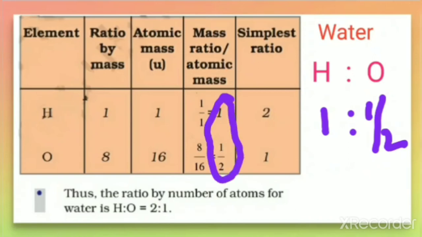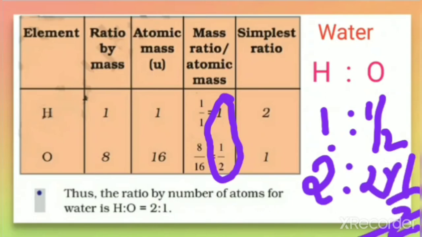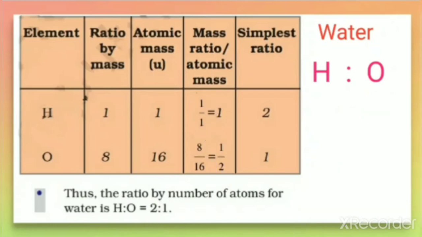We are writing it separately here. Now this value you have to take as a perfect whole number. It should not be a fraction. How do we convert this value into a whole number? Just multiply by 2. When you multiply 1 by 2, you get 2, and 2 multiplied by 1 by 2, the 2s cancel, so we get 1. After multiplying by 2, we got the value 2 is to 1.